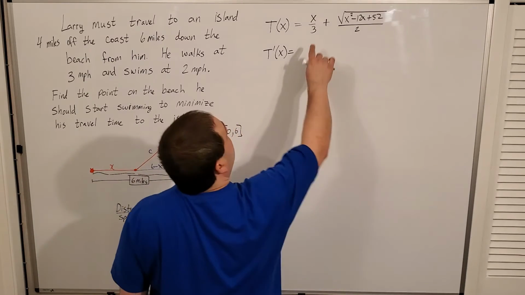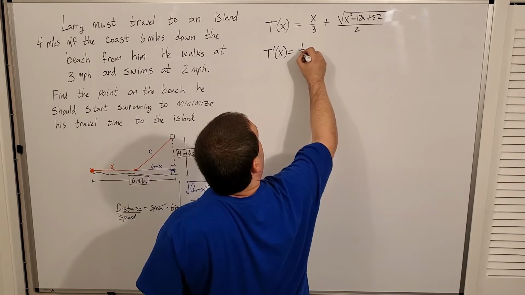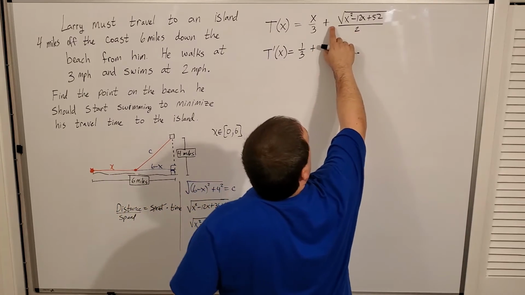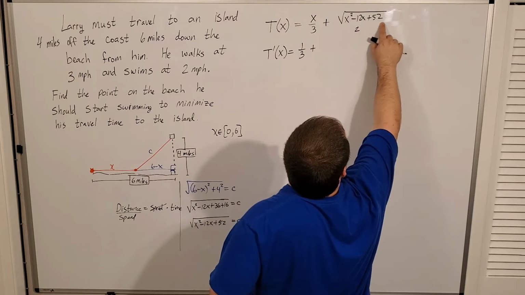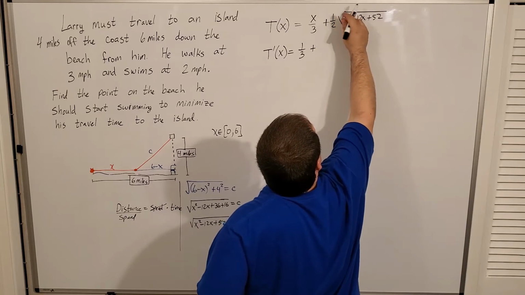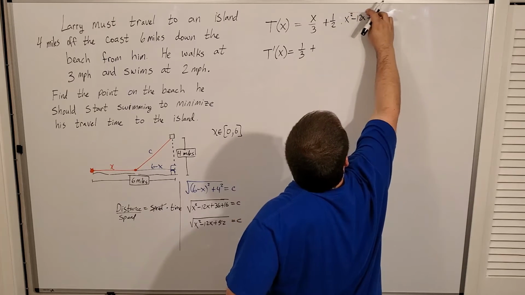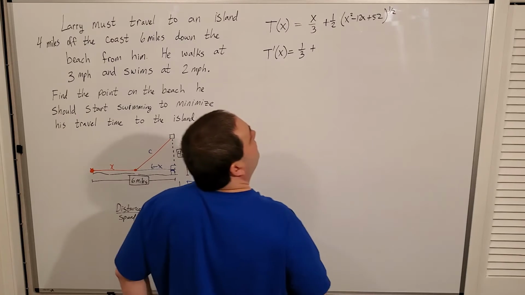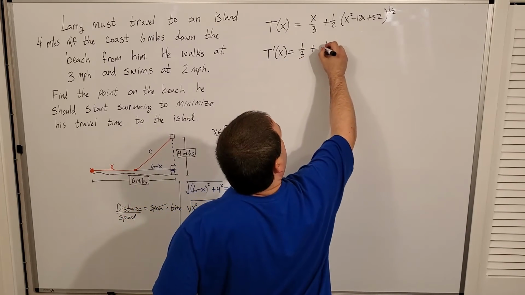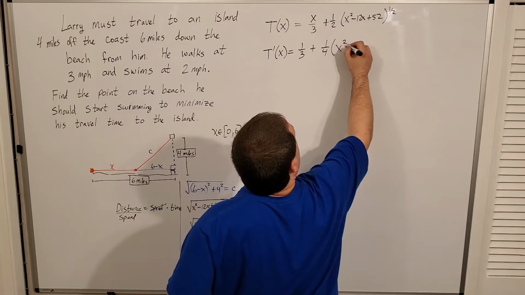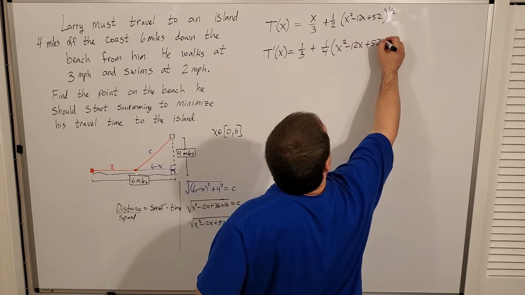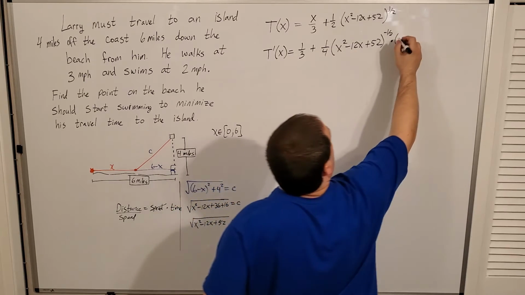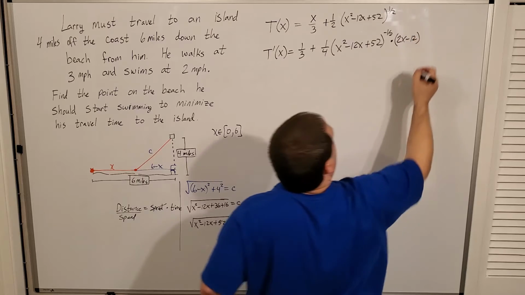All right, so the derivative is going to be 1/3 plus. Now here's what I'm going to do for this. I'm going to rewrite this piece right here as 1/2, and instead of square root, it'll be this to the 1/2. So when I take the derivative, it'll be plus 1/4 times (x squared minus 12x plus 52) to the negative 1/2 times, chain rule, 2x minus 12. Right?